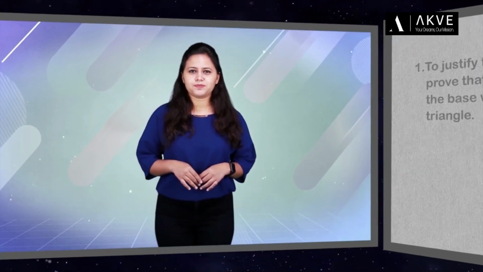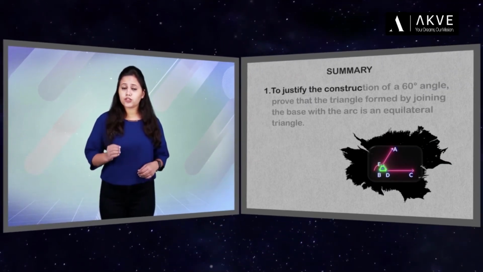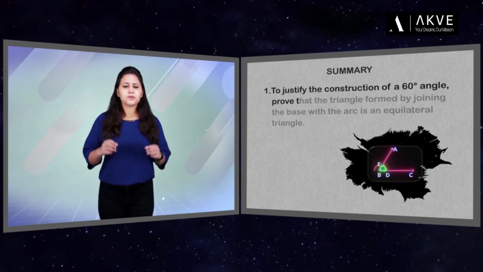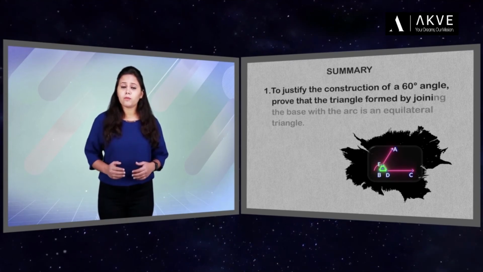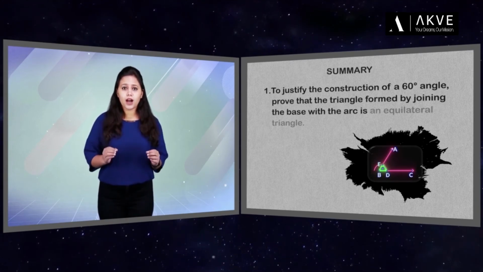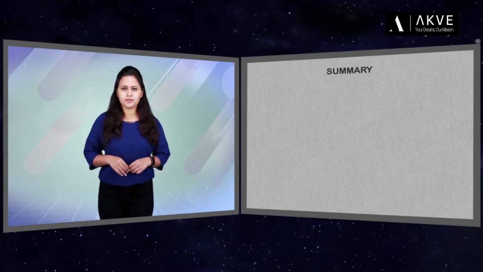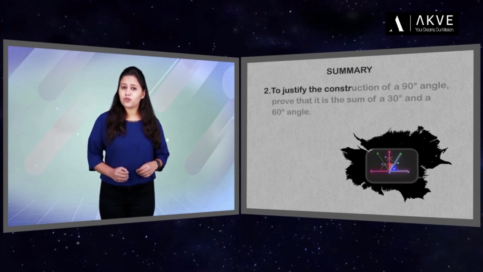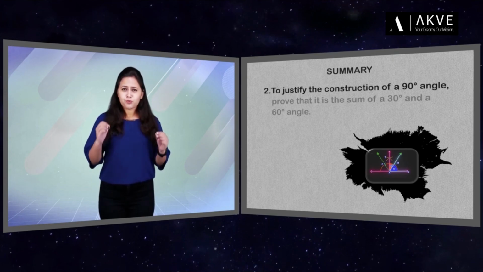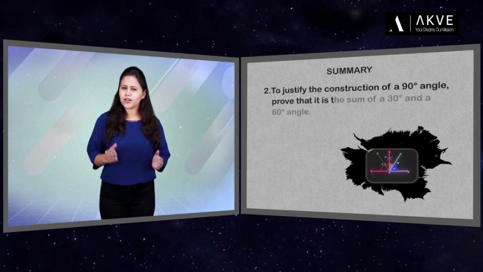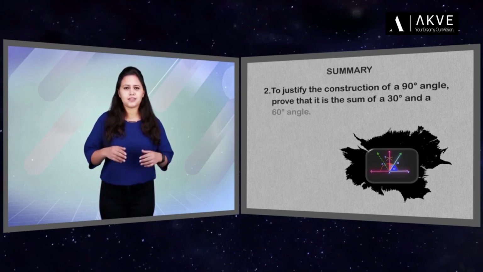So guys, I hope this session was quite clear to you. In case of confusion, go through the video once again. Now, let's quickly summarize what we have learned today. To justify the construction of a 60 degrees angle, prove that the triangle formed by joining the base with the arc is an equilateral triangle. To justify the construction of a 90 degrees angle, prove that it is the sum of a 30 degrees and a 60 degrees angle.